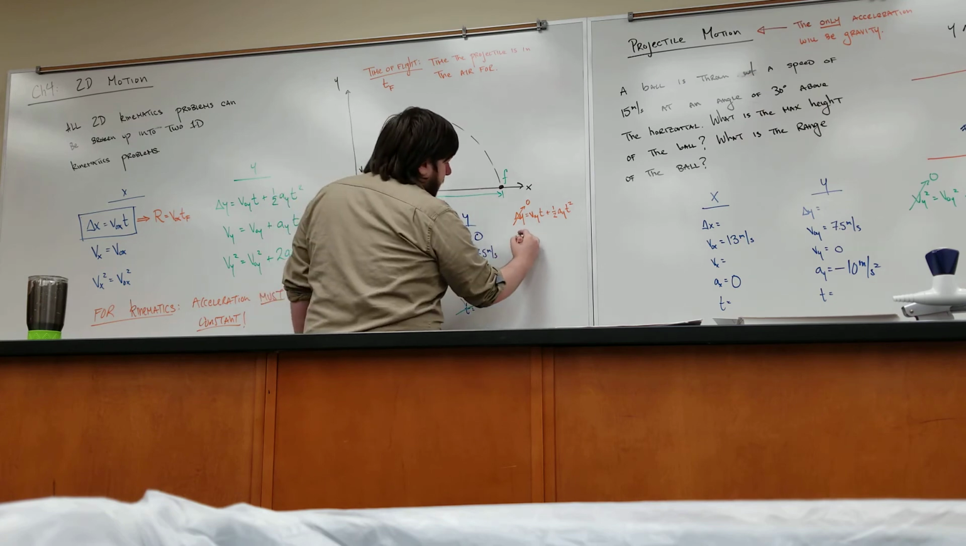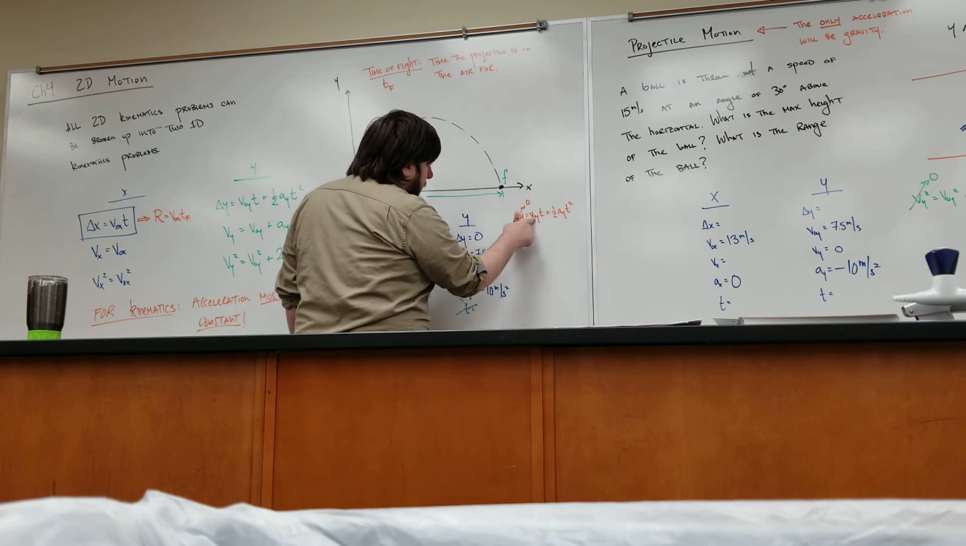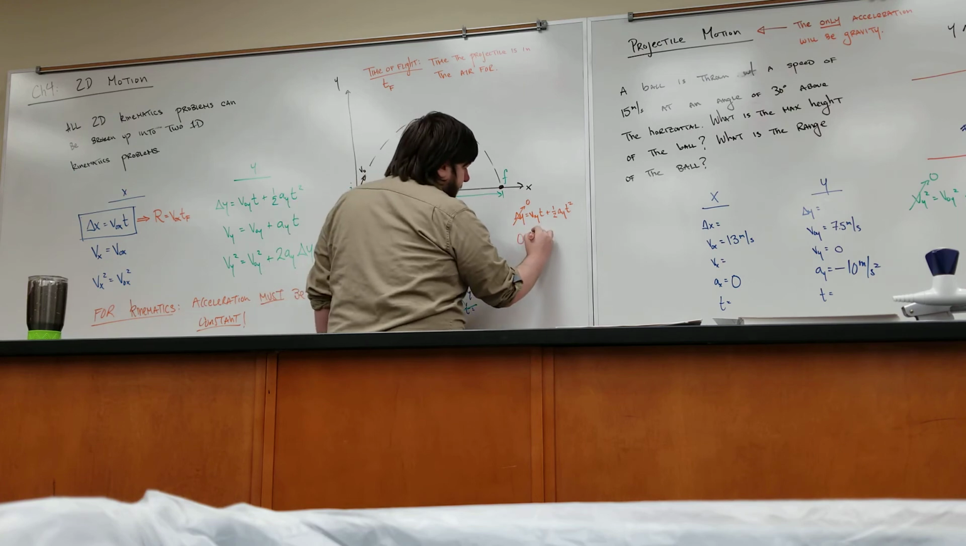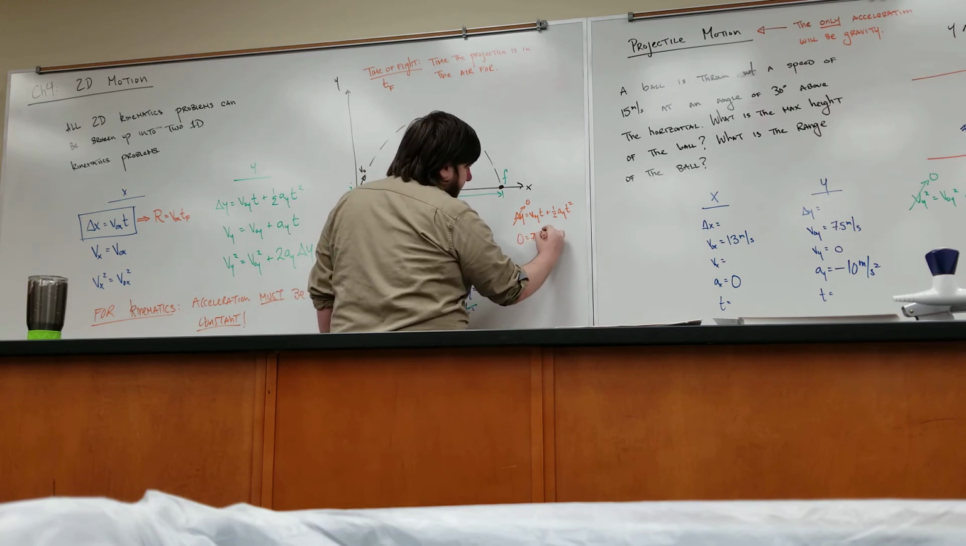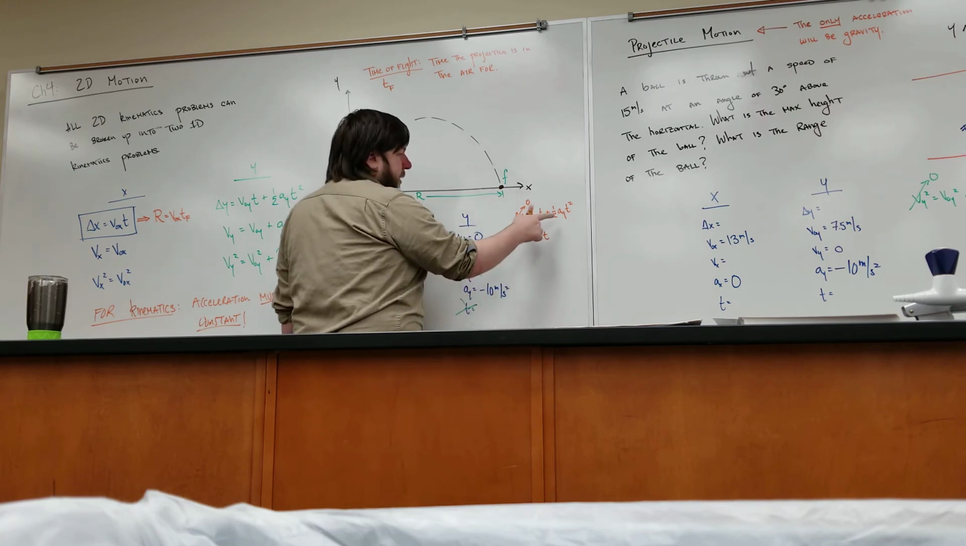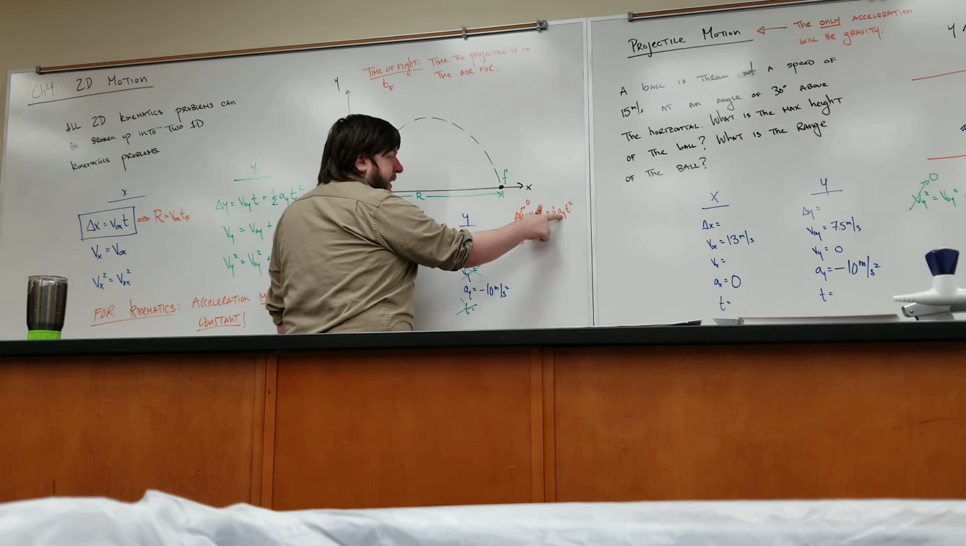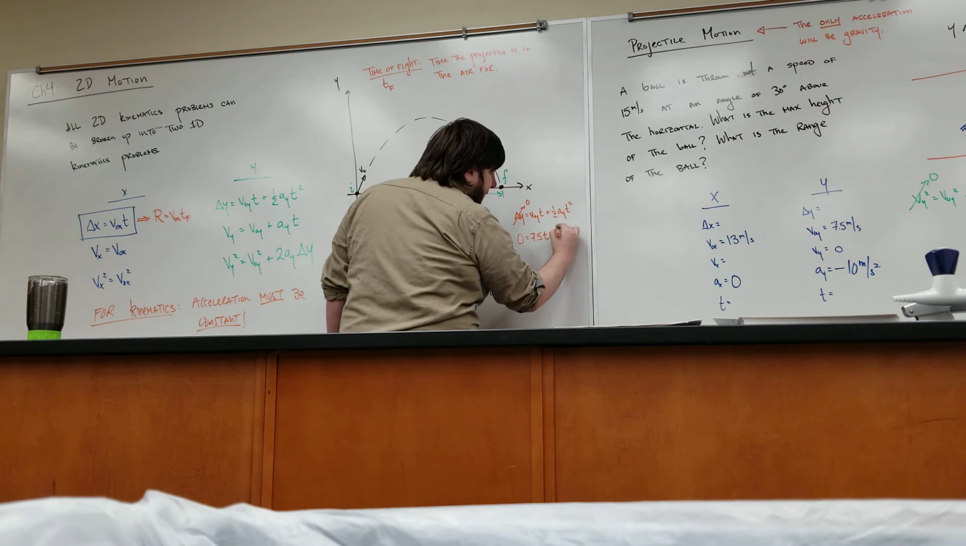So let me write out what the variables are. 0 equals v naught y, which is 7.5 positive, times t. Ay is -10. -10 divided by 2 is -5. So this becomes minus 5t squared.